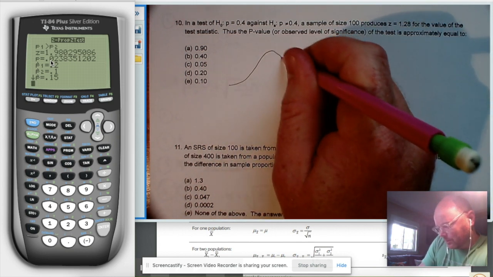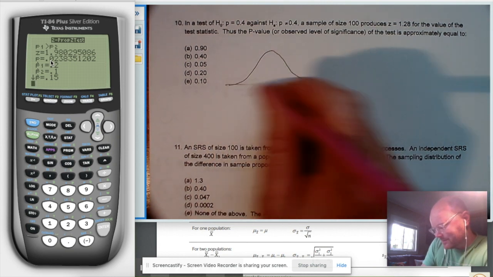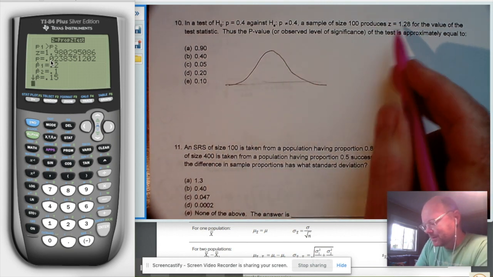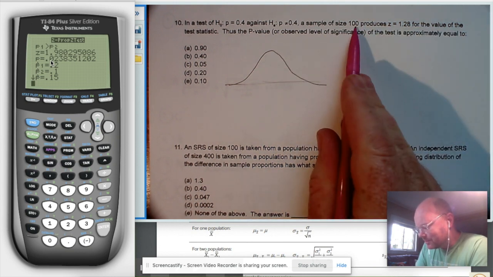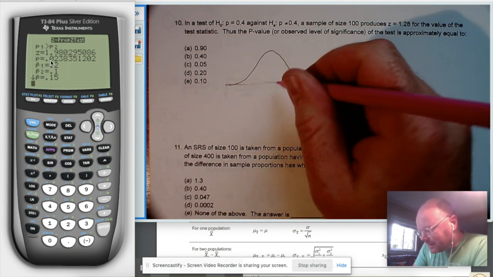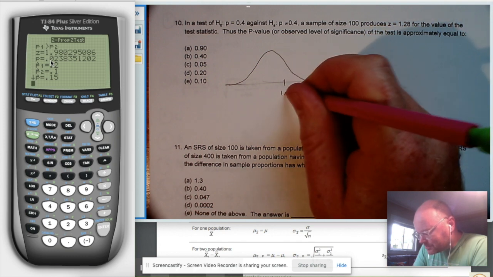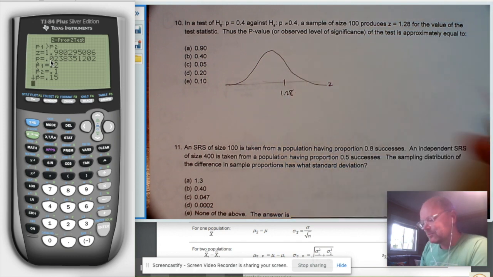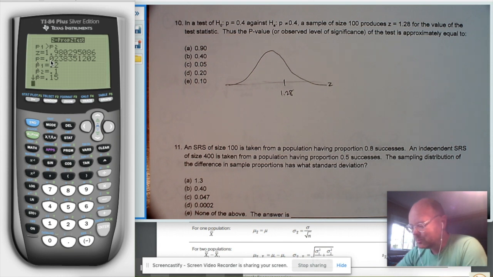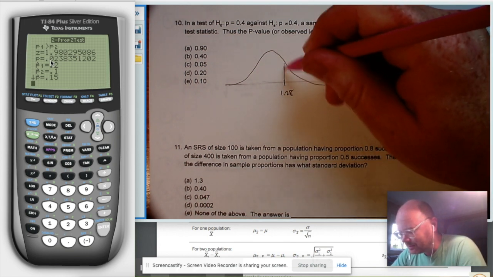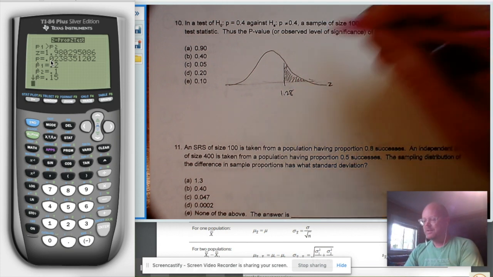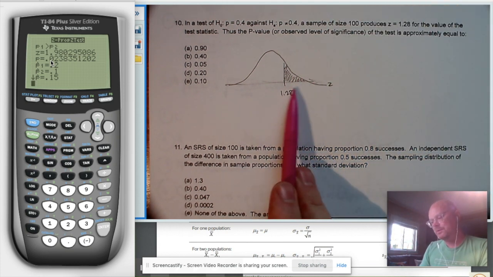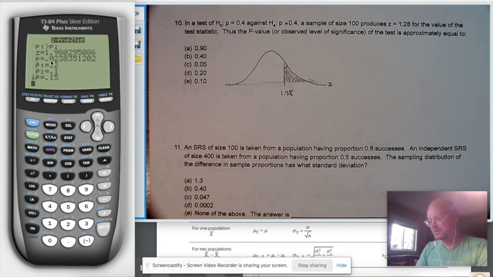We have a normal distribution and we got a test statistic of 1.28. Our data, like this sample of size 100, ended up being 1.28 standard deviations above the mean. So what's the p-value? Well, the p-value is the probability of being there or worse. So I need to calculate the probability of being above 1.28 on the normal distribution.